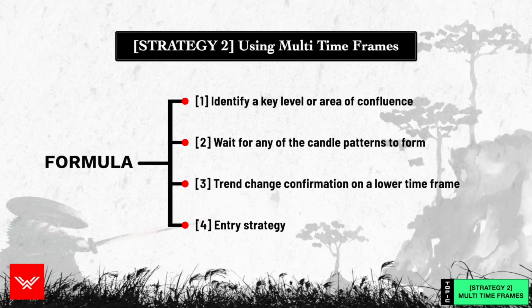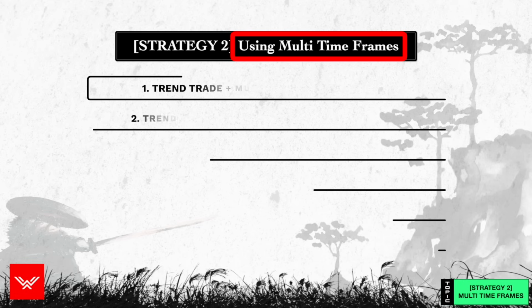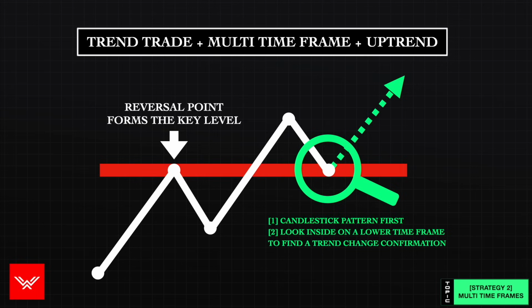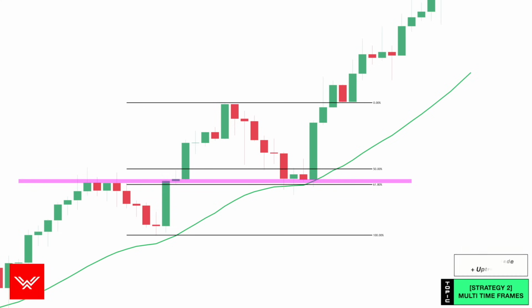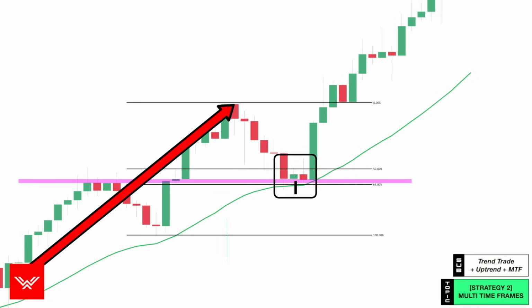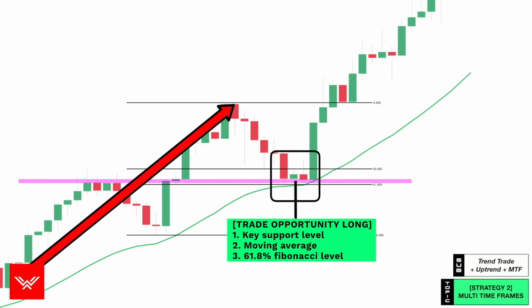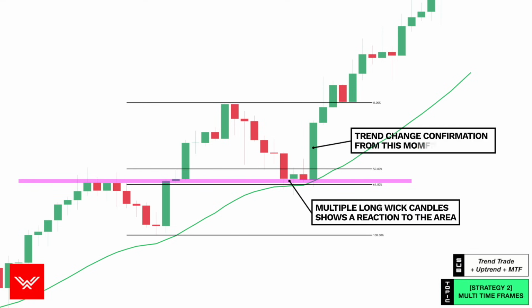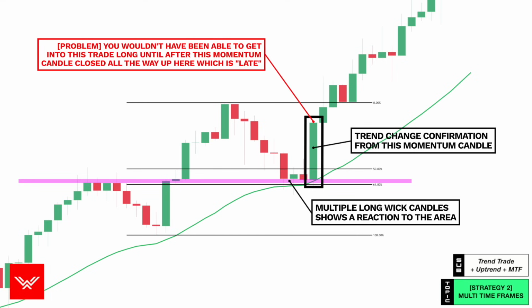Now here's the core formula, combined with the use of multi-time frames. And here are the core variations of the strategy. Starting with the first, which is a trend trade in an uptrend using multi-time frames. So again, you had your uptrend and your trade opportunity long at this area of confluence here. You then had your multiple long wick candles reacting to the area of confluence. Now, the trend change confirmation came from this momentum candle here, meaning you wouldn't have been able to get into this trade long until after this momentum candle closed up here.